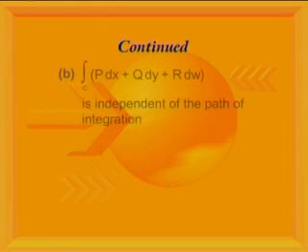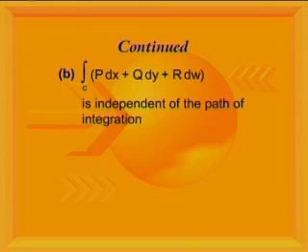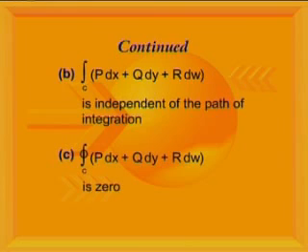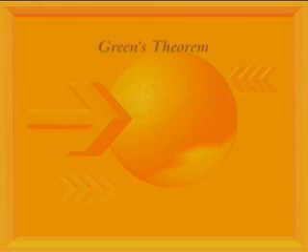And in this case, the integral of p dx plus q dy plus r dw is independent of the path of integration. And if the curve is closed, a loop, then this integration is 0.